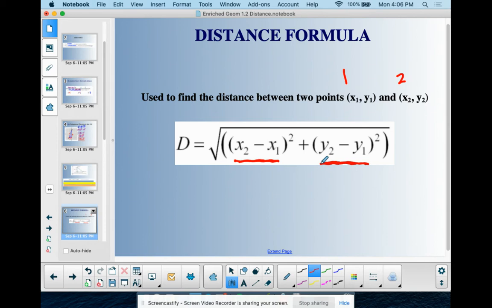I know I just said a lot of words and didn't do much, but it'll make sense once we try a problem. The hardest part in this problem is just plugging in the numbers where they're supposed to go. Then after that, it's just algebra.